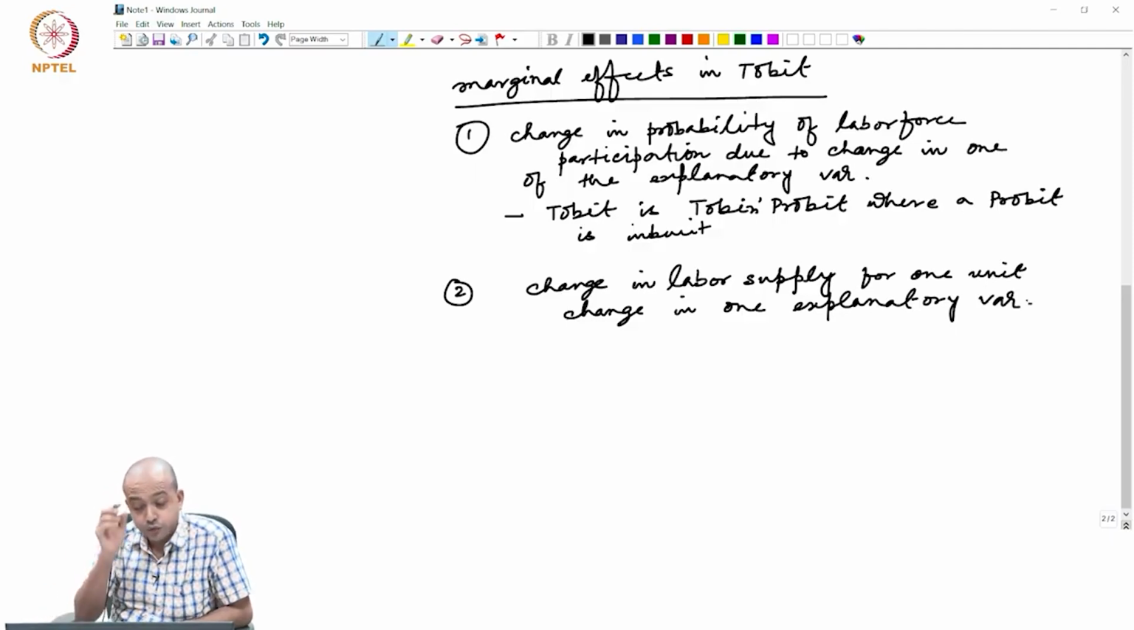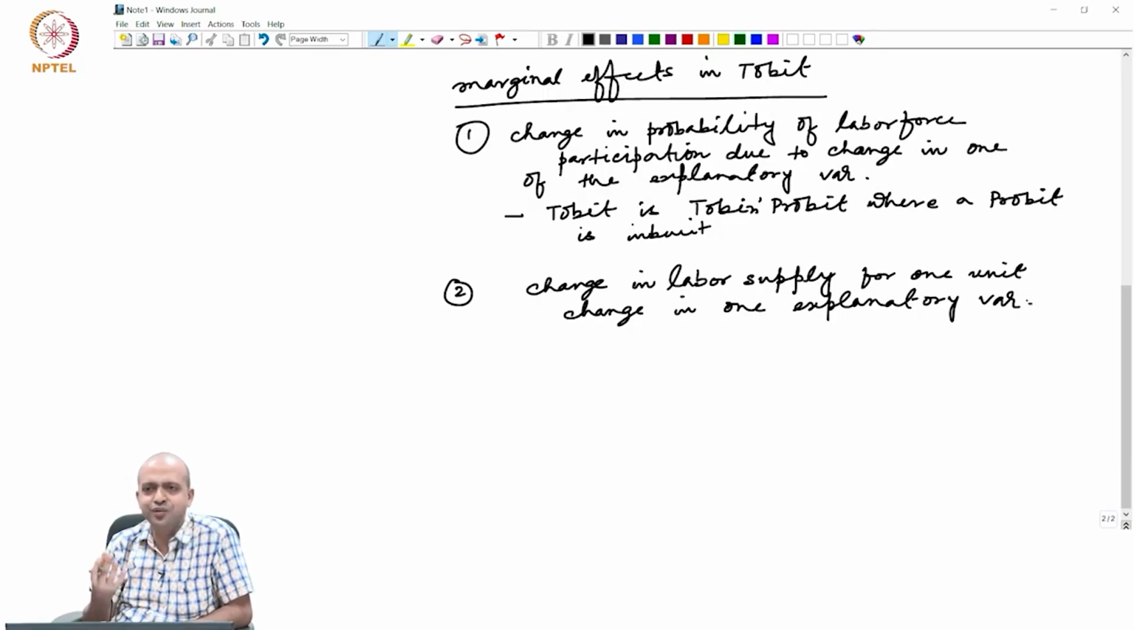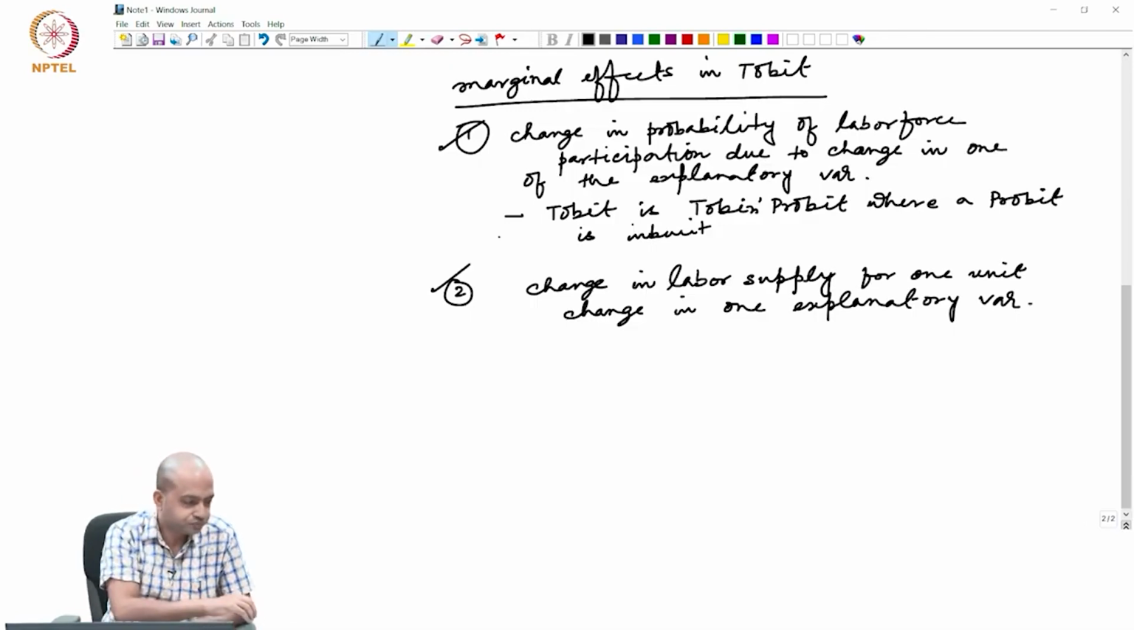Right. For example, as education increases by 1 unit, what is the probability of labor force participation? That is one type of marginal effect that we can get. And secondly, for a unit change in education, what is the change in labor supply amount? That means the elasticity. Okay. These are the two types of marginal effects that we can get from the Tobit model.